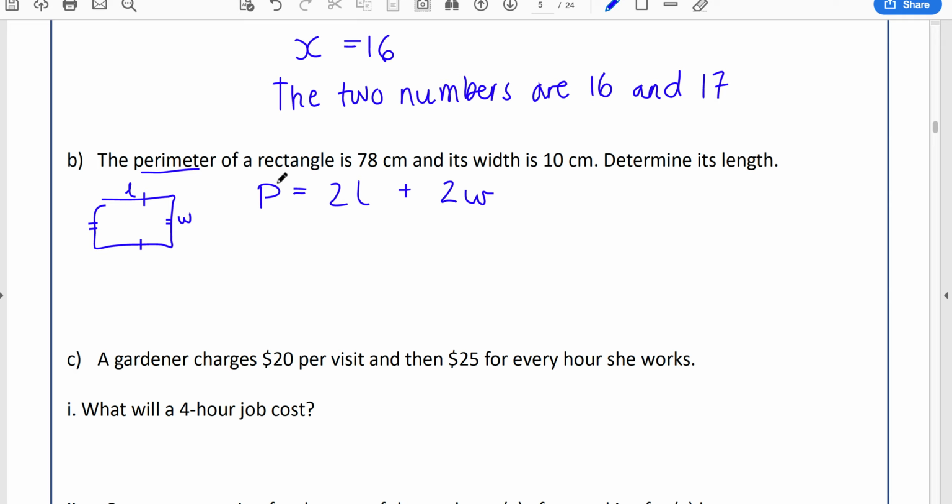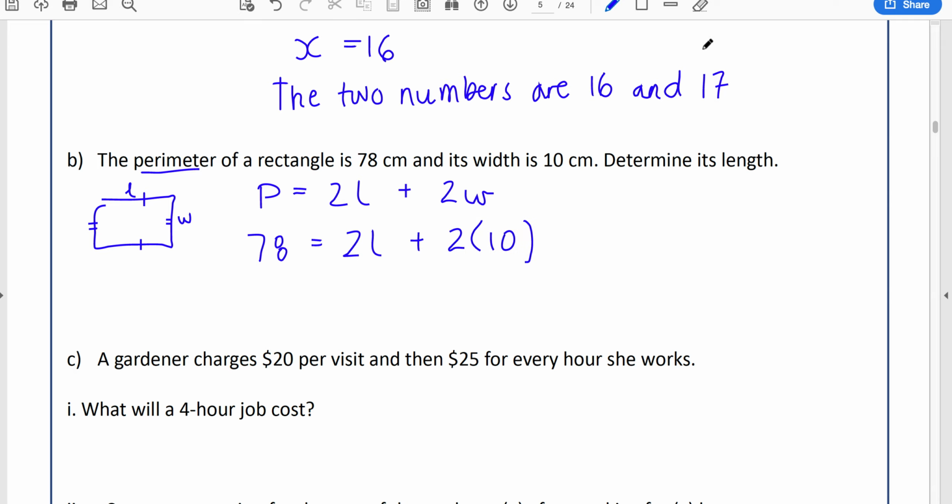So I write myself a little formula first. Perimeter is 2L plus 2W. The perimeter itself is 78, so that's this bit, 78. And the width was the other bit I was told, which is 10, so W is 10. So 2L plus 2 times 10.